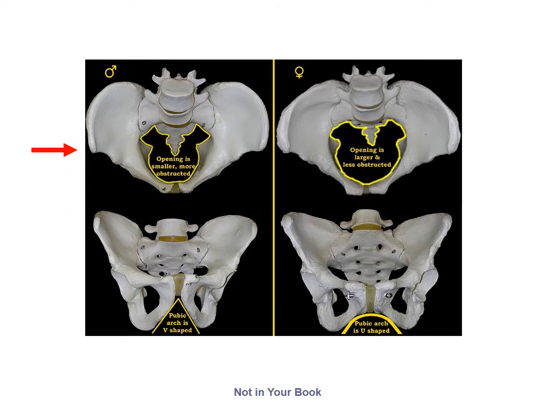If we look now at the superior view of the bony pelvis, notice that the opening illustrated, that's the pelvic outlet, is much smaller and more obstructed in males compared to females. The differences illustrated here are mainly due to the fact that females give birth and males do not.